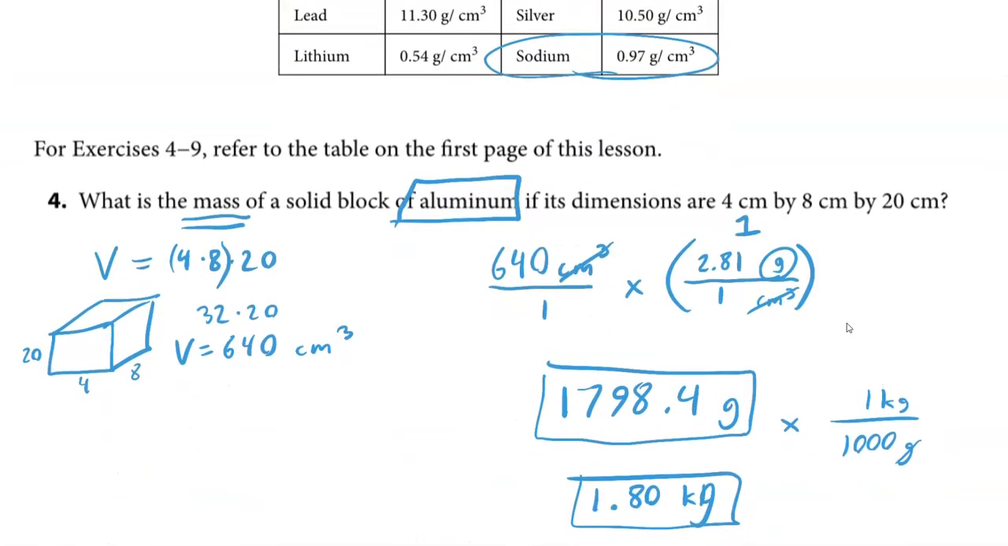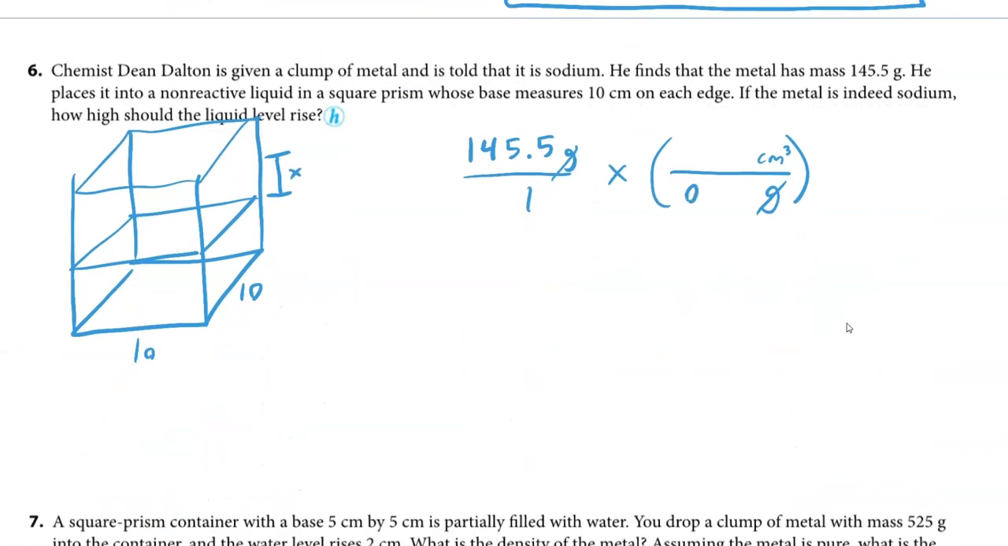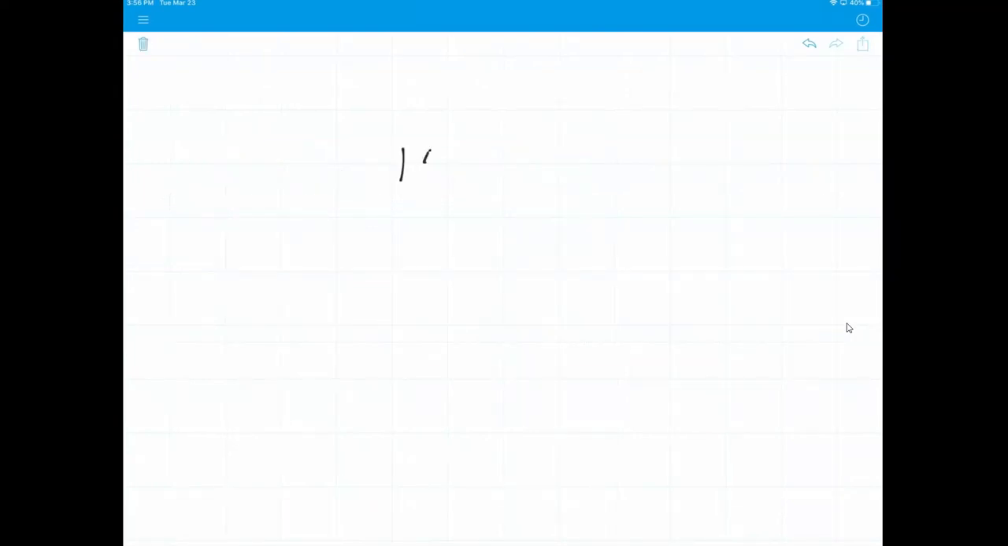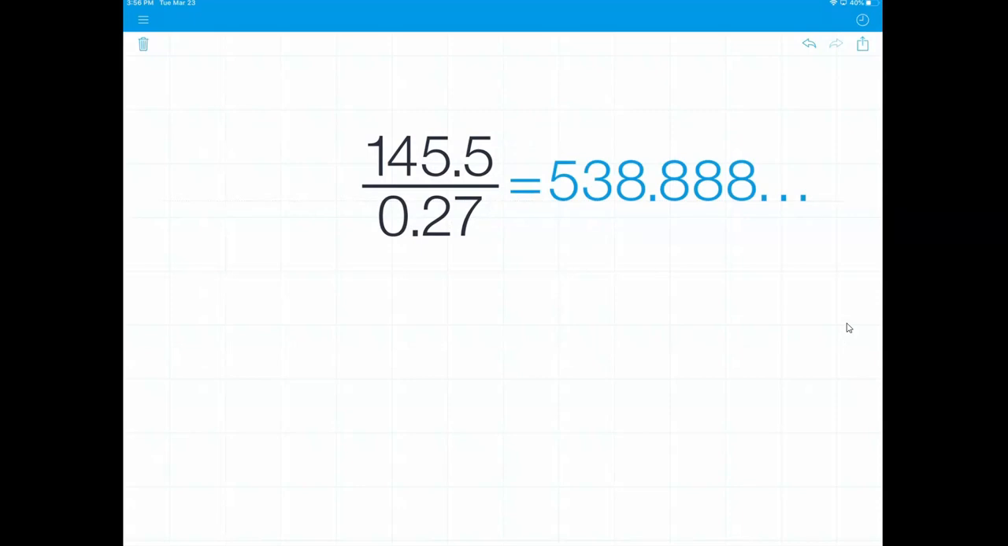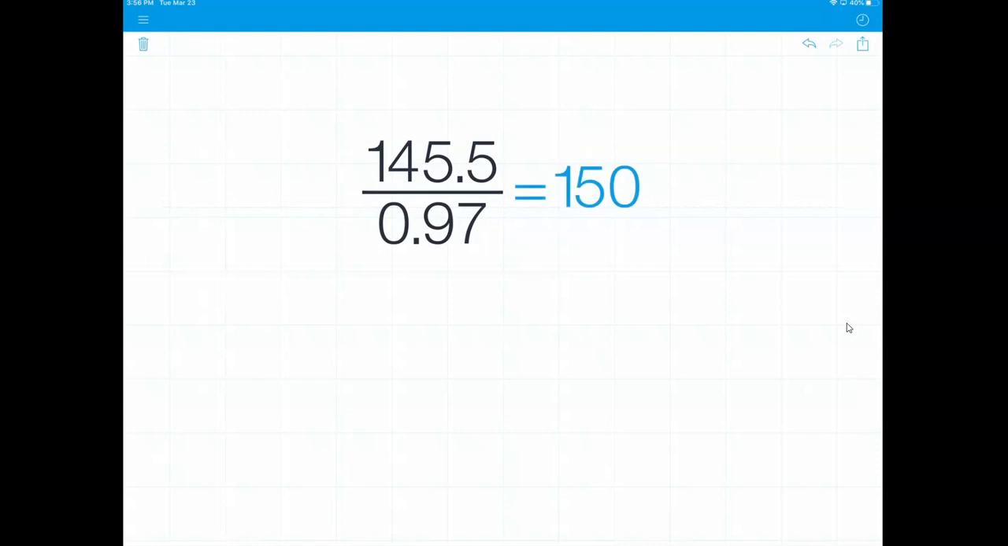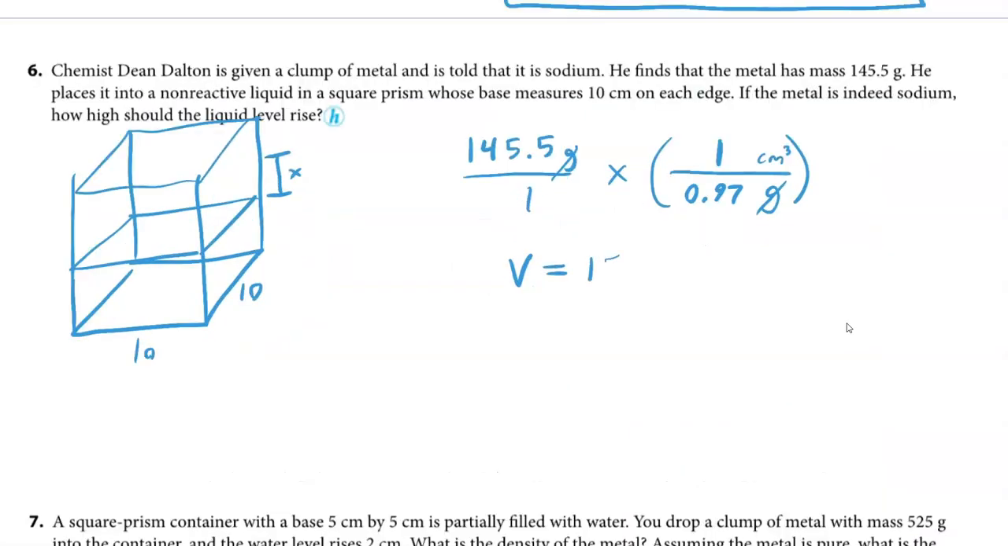Okay, so 0.97 grams. So in other words, we have 0.97 grams is equivalent to 1 cubic centimeter. So that means the volume is equal to 145.5 divided by 0.97. Oh, 150. There we go. Oh, exactly 150. That was nice of them. Okay, so the volume is 150 cubic centimeters.